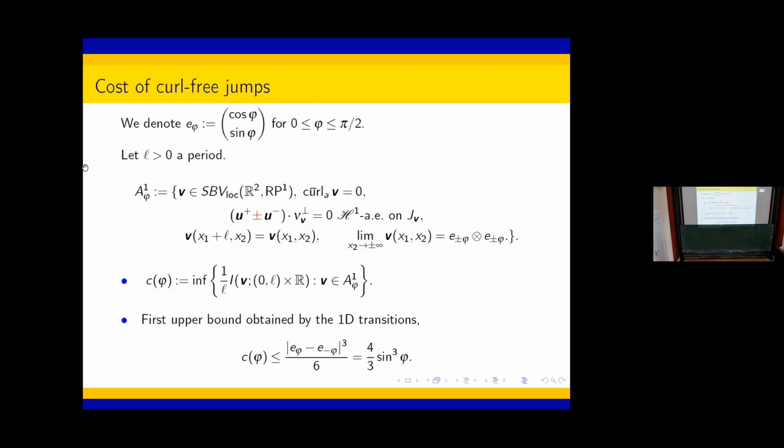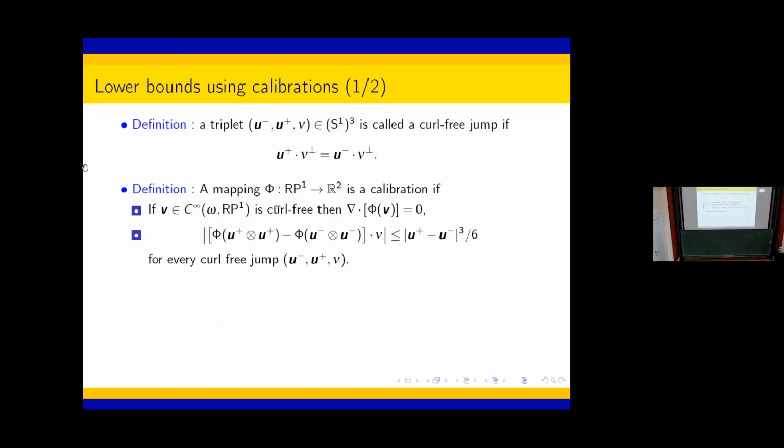Okay, so this is my first bound. It's given by the 1D transition. It's 1/6 multiplied by the cube of the jump, and this is in terms of phi. Okay, and I will give first a lower bound using calibration.